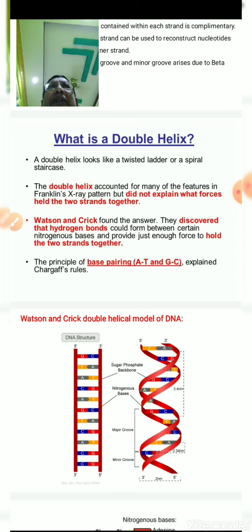The double helix accounted for many of the features in Franklin's X-ray pattern but did not explain what forces held the two strands together. Franklin only discovered from the X-ray that the double strand is there. But Watson and Crick found the answer. Watson discovered that hydrogen bonds could form between certain nitrogenous bases and provide just enough force to hold the two strands together. In between AT there is a double hydrogen bond, and in between GC there is a triple hydrogen bond, which explains Chargaff's rules.